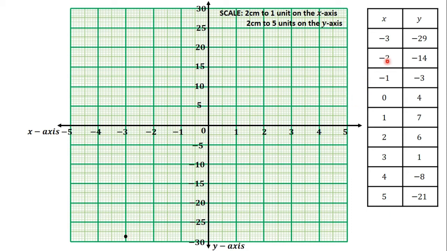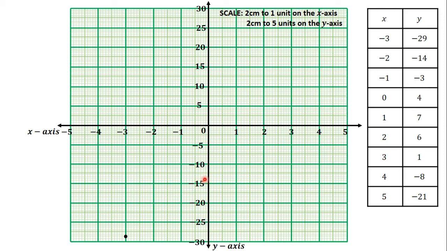The next one is minus 2, minus 14. So minus 2 on the x-axis and minus 14 on the y-axis. Once again, minus 14 does not fall on the major grid line. So we have to read minus 14 on the y-axis. Each division on the y-axis is 0.5. So to get minus 14, you start counting from minus 10 downwards until we get to minus 14.